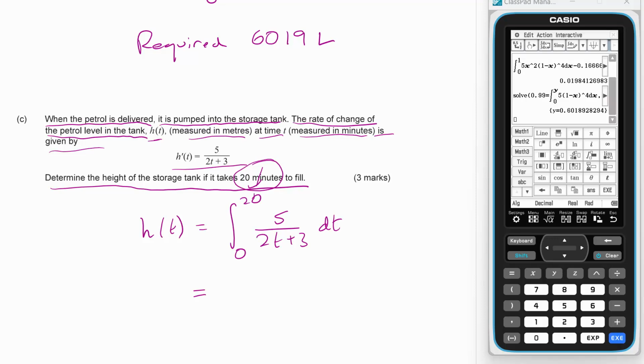And once again, we can just do that on the calculator. So we're going to go from 0 up to 20, and our function in here is 5 over 2x plus 3, and then we'll just go dx. And it's 6.66 essentially. So 6.66, and the units were meters.